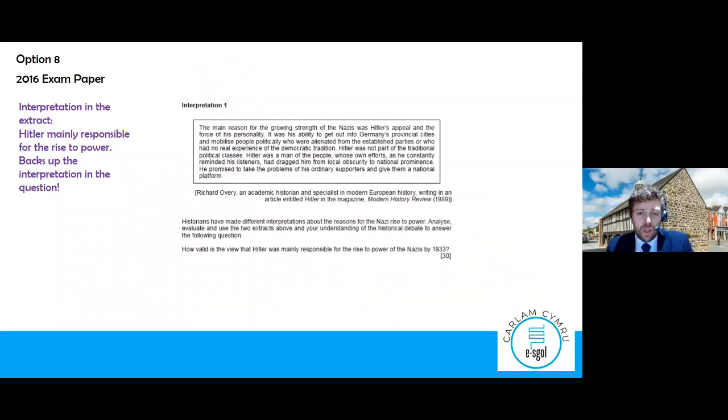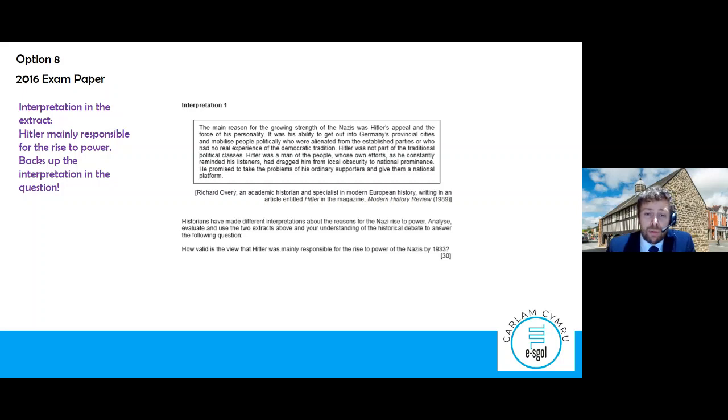Secondly then, you need to identify the interpretation in the extract. So interpretation 1 here says, the main reason for the growing strength of the Nazis was Hitler's appeal and the force of his personality. It was his ability to get out into Germany's provincial cities and mobilize people politically who were alienated from the established parties or who had no real experience of a democratic tradition. Hitler was not part of the traditional political classes.